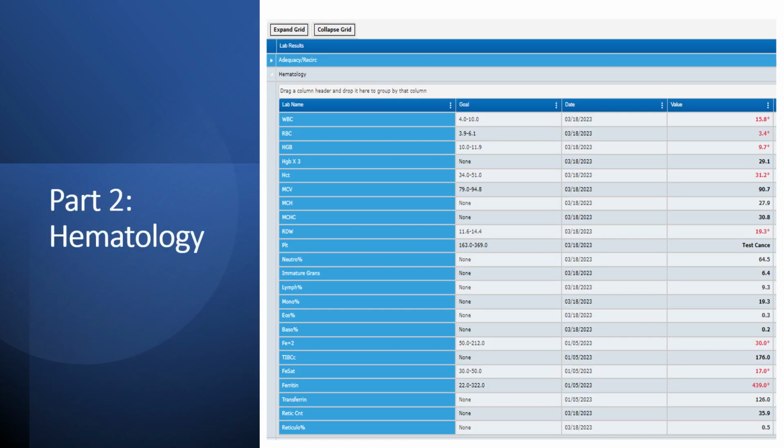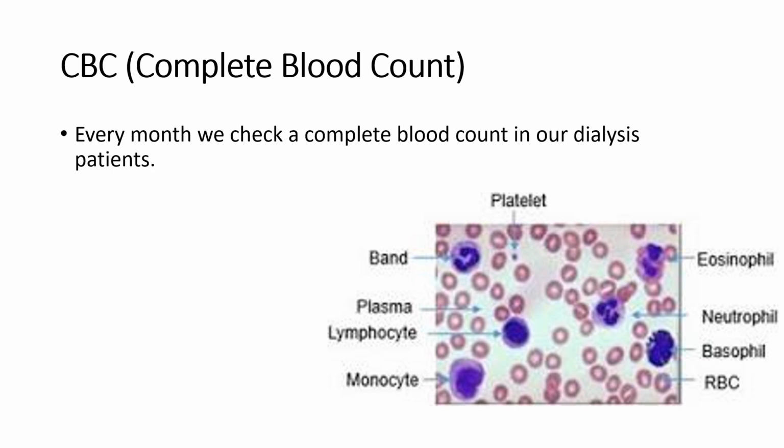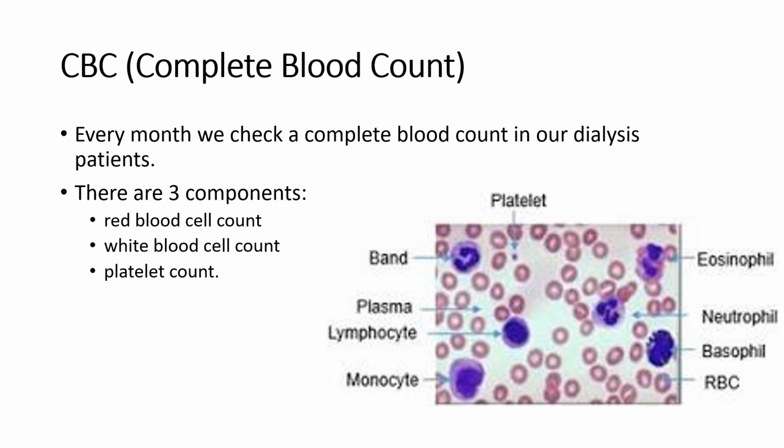Okay, let's move on to the second part of the laboratory section in Clarity, and that is hematology. Every month, we check a complete blood count in our dialysis patients. There are 3 components to this test, basically the red blood cell count, the white blood cell count, and the platelet count.